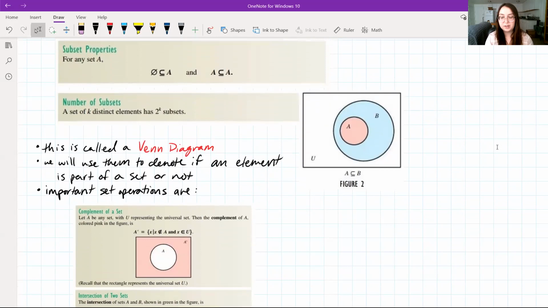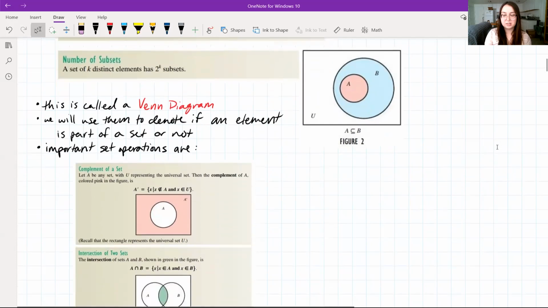Then we see here in figure 2 off to the side, this is called a Venn diagram. We'll use them to denote if an element is part of a set or not. So we can use Venn diagrams to visually picture this. And then we have important set operations.